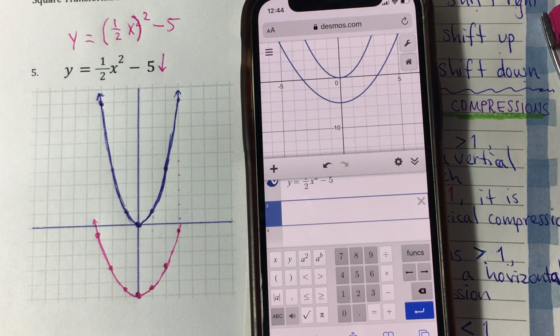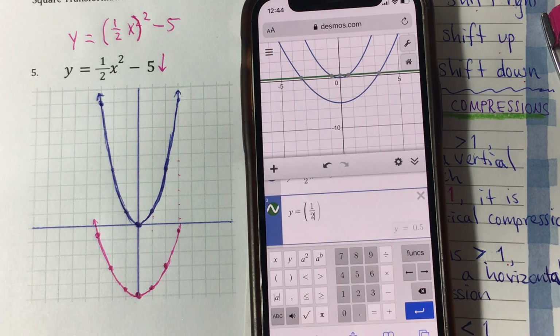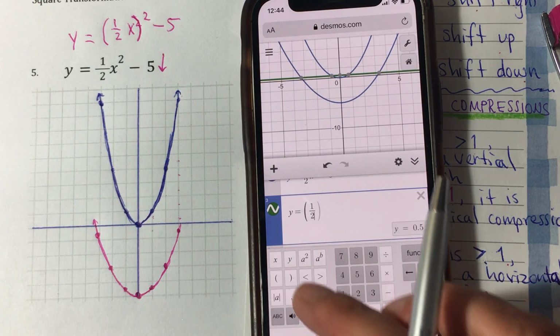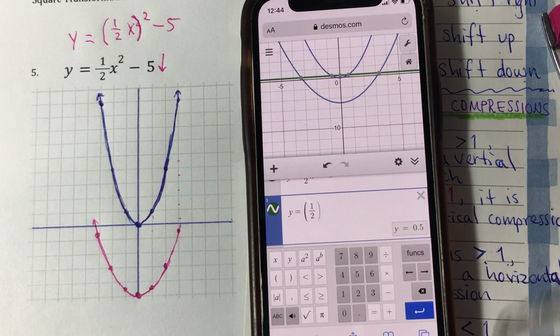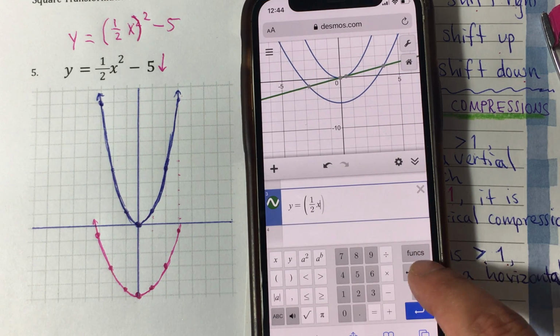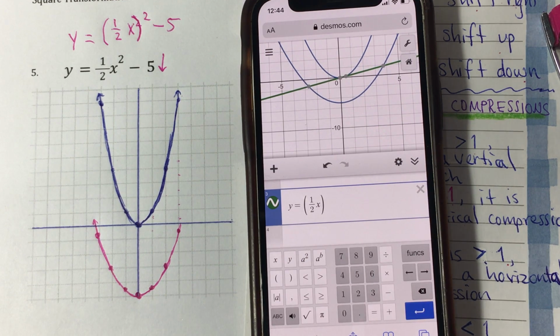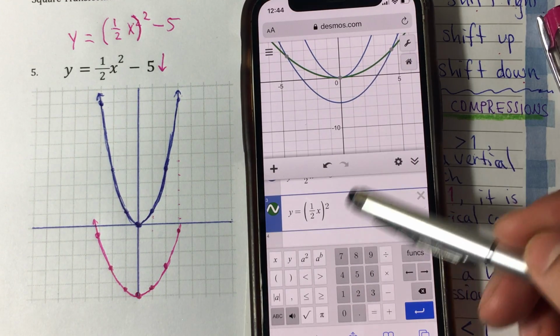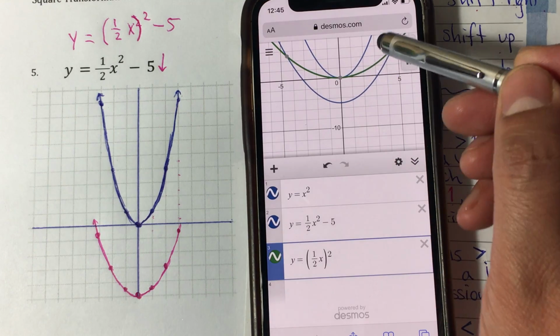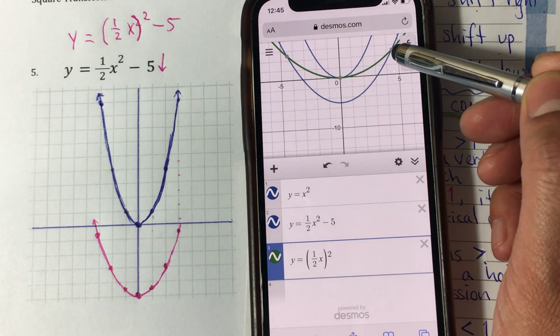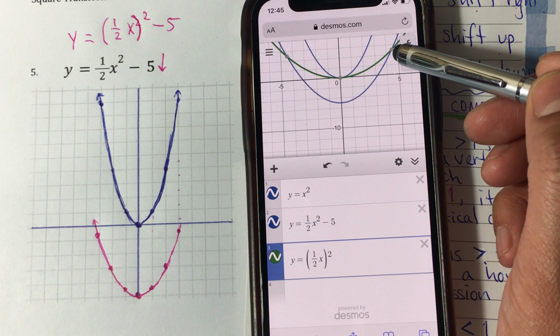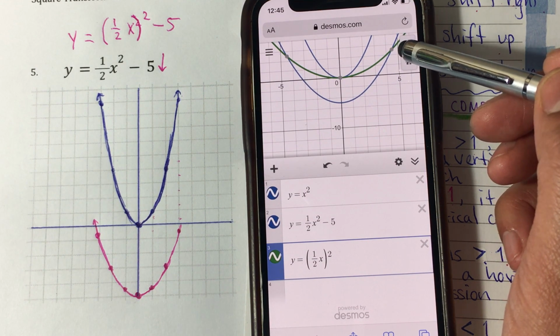But let me show you how it looks in Desmos. Y equals, open a parenthesis, 1 divided by 2, put x, or move to the right, and then open the parentheses. Close the parentheses, and then you square that. This is the green one now. This is the mother graph, and that went away. So it gets wider. It stretches horizontally.